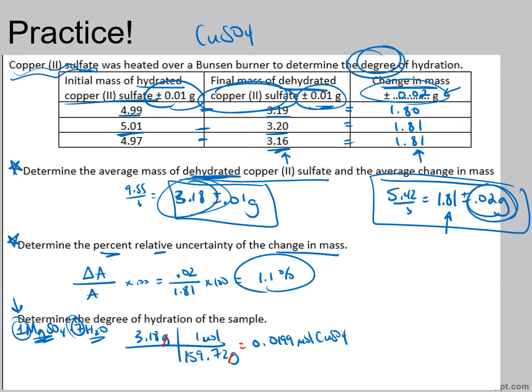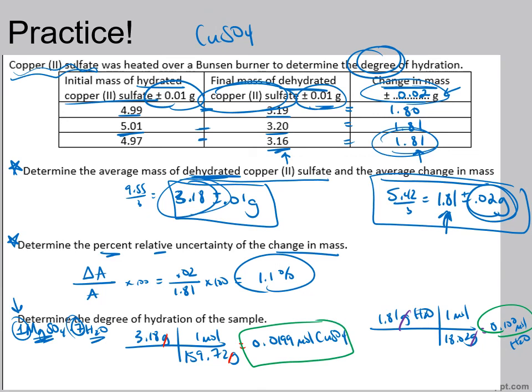We do the same thing for our water now. So the water is that change in mass. So the difference between the hydrated and the dehydrated is the water. So I'm going to take that mass of water, 1.81 is our average grams of water. Divide that by the molar mass of water. Hydrogen is 1.01, oxygen is 16. Add those up and we get 18.02 grams per mole. Again, grams cancel out top and bottom. We're left with moles of water. We have, calculator says, 0.100 moles of water.